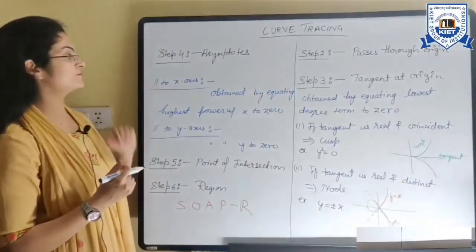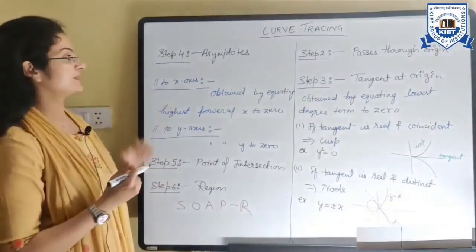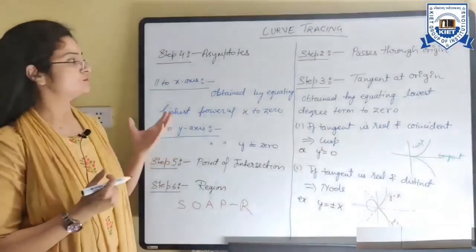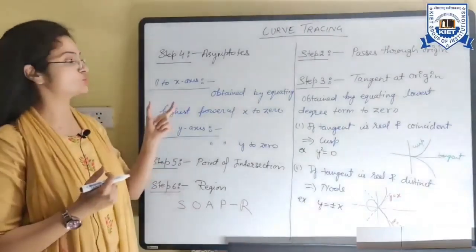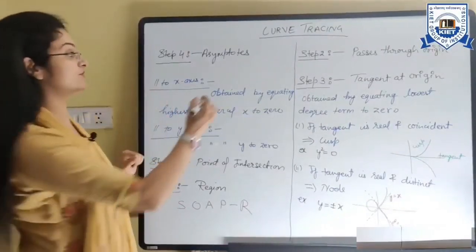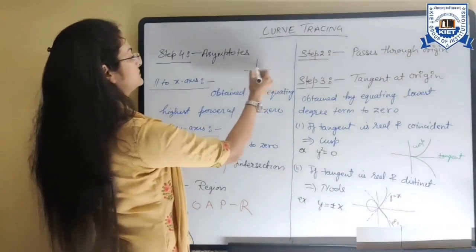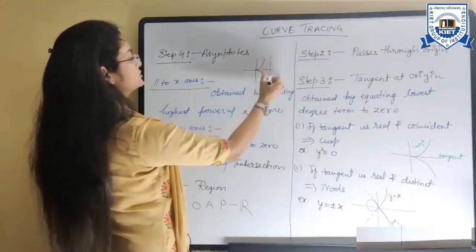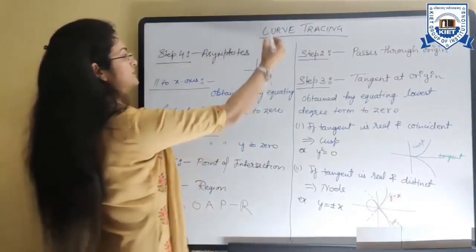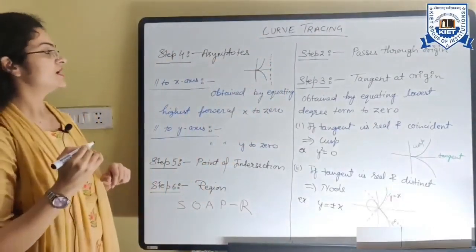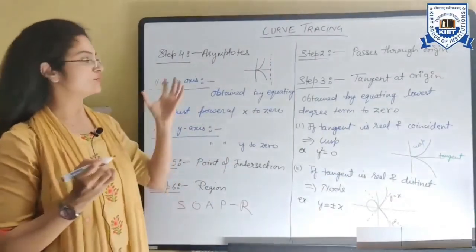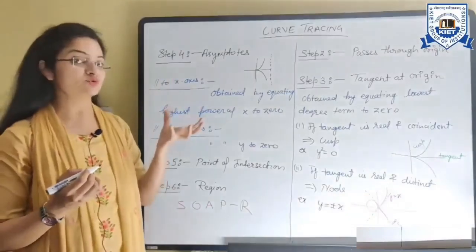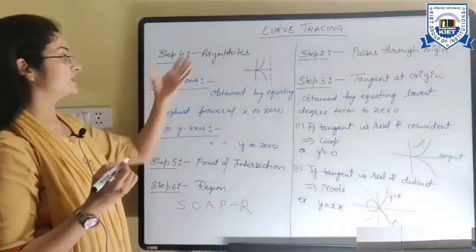Now step 4. Here we have to find the asymptotes. What is an asymptote? Basically, an asymptote is the tangent to the curve at infinity. If this is the curve, then this is the asymptote, a tangent to the curve at infinity. And why are we trying to find the asymptote? Because the curve cannot go beyond the asymptote, so it is very fruitful in curve tracing to find the asymptotes of the curve.